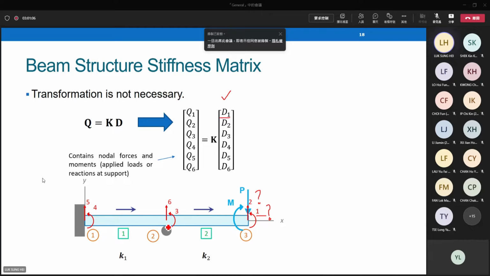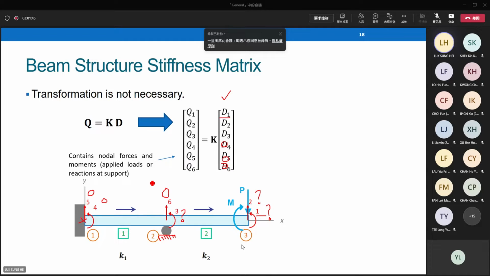Direction 3 is the rotation at the first roller support. Again, this is free to rotate. So direction 3 is question mark. 4 and 5 are at the fixed end. Fixed end means there's no displacement, no rotation at the fixed end. Direction 6 is the vertical displacement at the roller support. Normally, we assume that there's no vertical movement unless we specify in the problem. So it seems that 4, 5, 6 are 0.